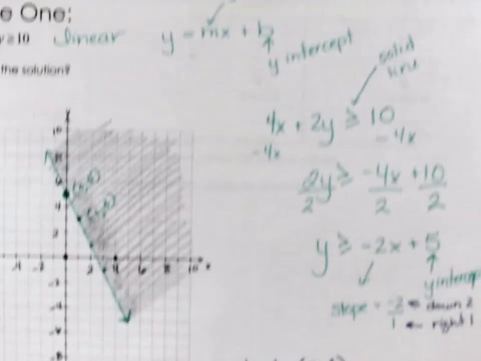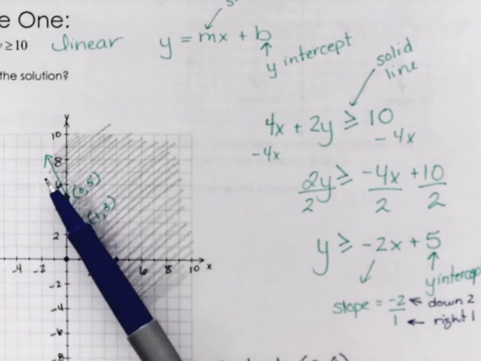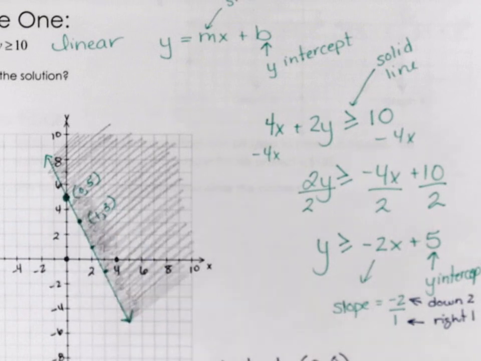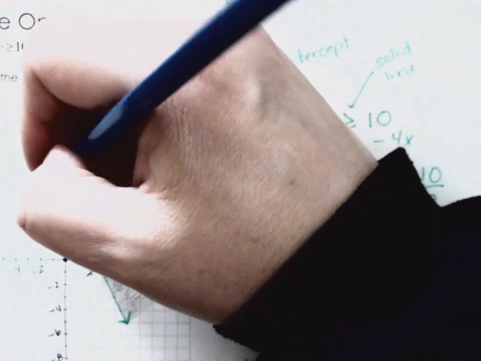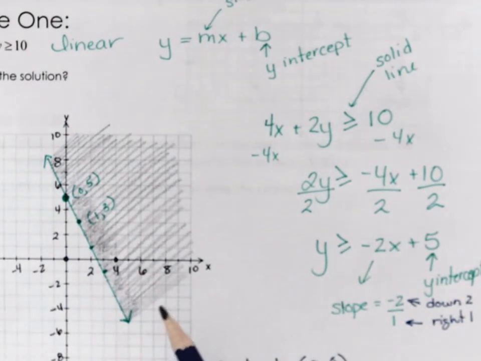Now, a couple of quick notes about your shading. It doesn't have to be perfect, but it has to be close to perfect. I don't want to see coloring on this side of the line. And as you can see, I have a little bit going on right there. So I'm probably going to go back in with my eraser and get rid of that. Easy peasy.